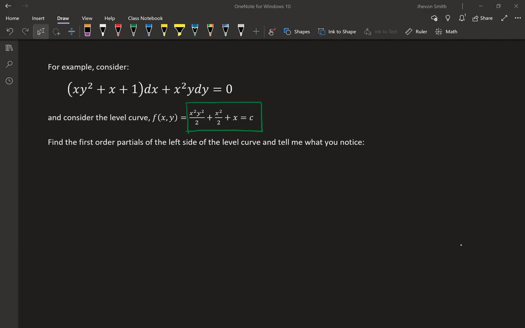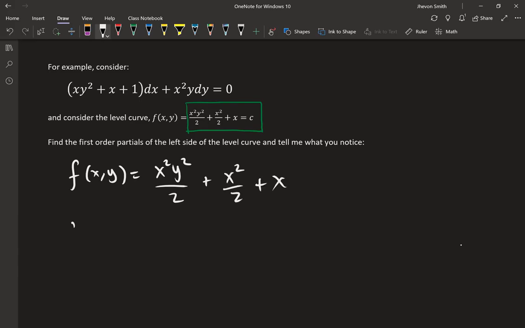Okay, that's fine. So let's actually do that. Let's follow the thing here. So f of x, y equals x squared y squared over 2 plus x squared over 2 plus x. Now it says find the first order partials. So this means find the partial with respect to x. Let's make sure that we know how to do this. Someone tell me what the partial with respect to x is. I'm assuming everyone knows how to find partial derivatives. How do we find the partial derivative with respect to x? What would that look like here?